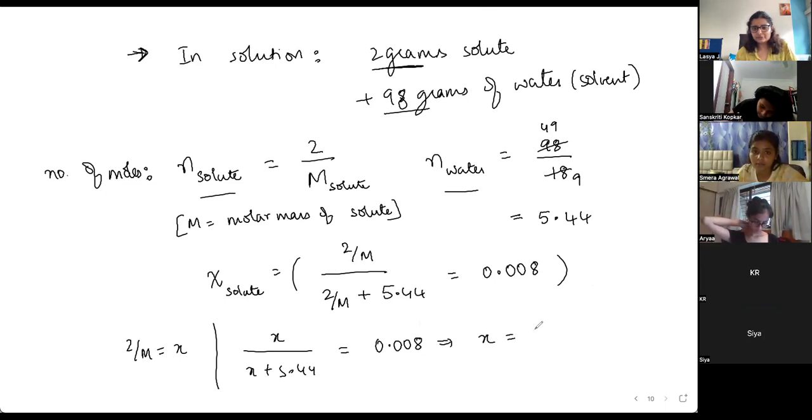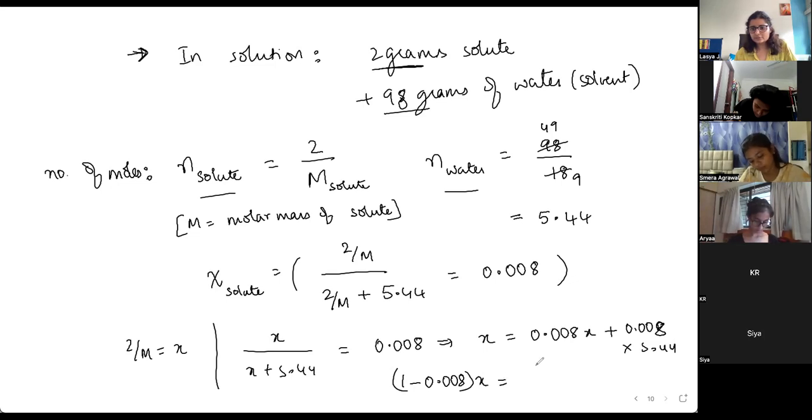So x is equal to 0.008x plus 0.008 into 5.44. How much is that? If I take it this way, 1 minus 0.008x is equal to, how much is this? 5.44 times 0.008 is 4352, with 1, 2, 3, 4, 5 decimal places. It will be 0.043.